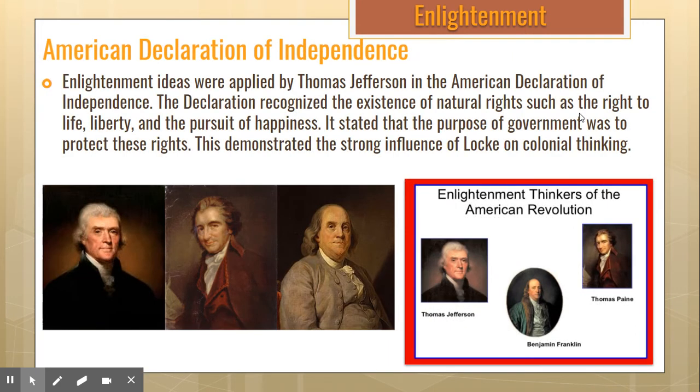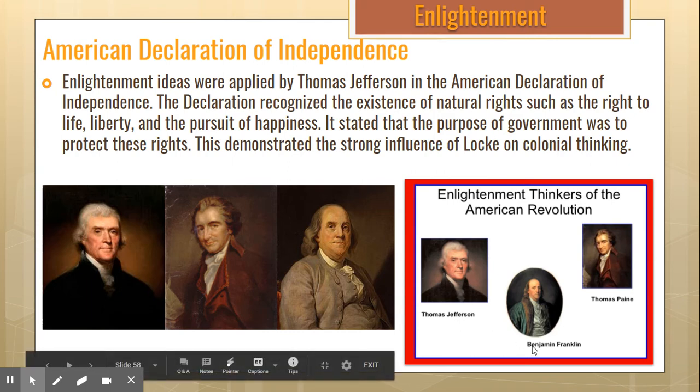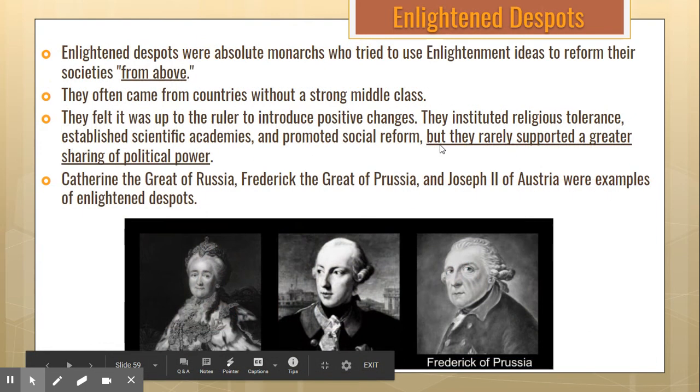And then the Declaration of Independence. So Enlightenment ideas were applied by Thomas Jefferson in the American Declaration of Independence. The Declaration recognized the existence of natural laws. There it is, John Locke, such as the right to life, liberty, and this is where it changes, the pursuit of happiness. So it stated that the purpose of government was to protect these rights. This demonstrated a strong influence of Locke on colonial thinking.